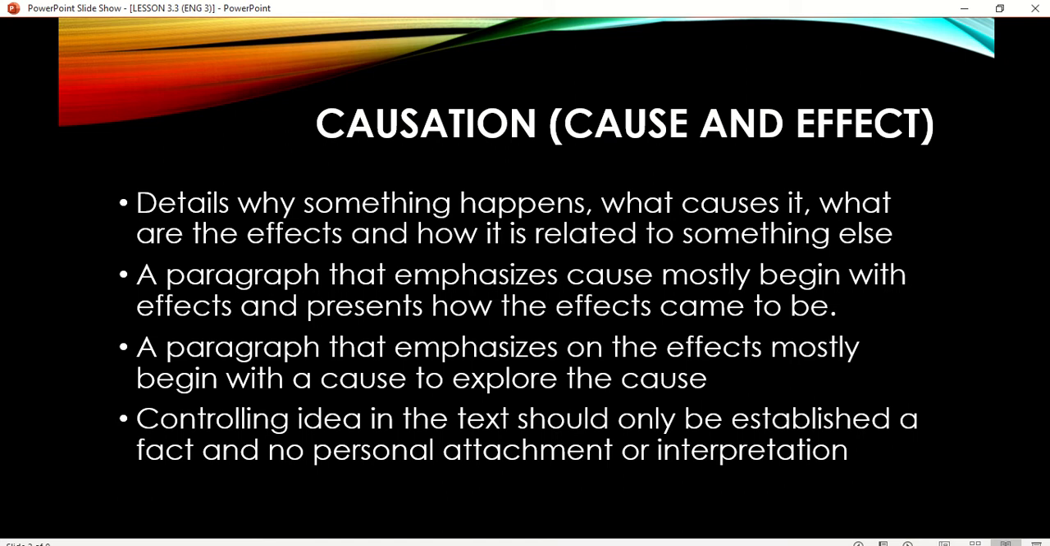Again, the controlling idea in the text should only be an established fact, with no personal attachment or interpretation, because when we say causation, these are real problems that were experienced by the readers. So again, you're not allowed to subjectify those experiences. Only the real and factual reasons and effects should be presented in your composition.